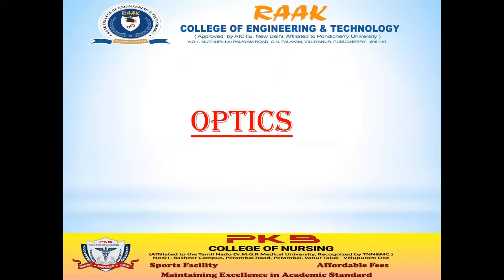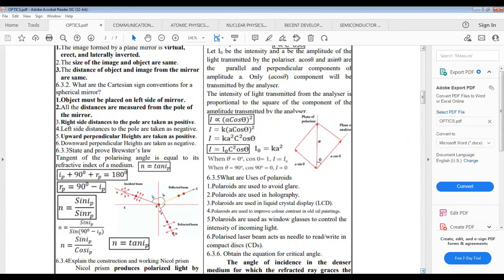As you know, in the second volume the sixth lesson is ray optics and the seventh lesson is wave optics. So we are discussing Brewster's law. For Brewster's law, the diagram is a must. The diagram carries 1 mark, and then the expressions: IP plus 90 plus RP is equal to 180 degree, and RP is nothing but 90 minus IP, and n is equal to sine IP by sine RP.